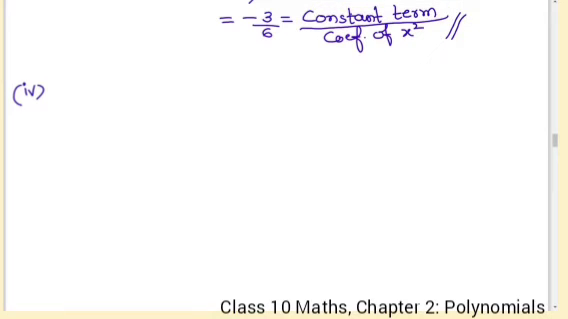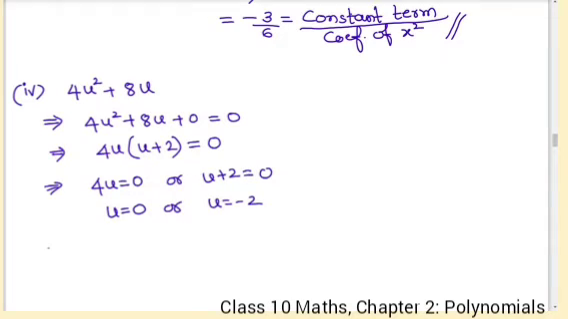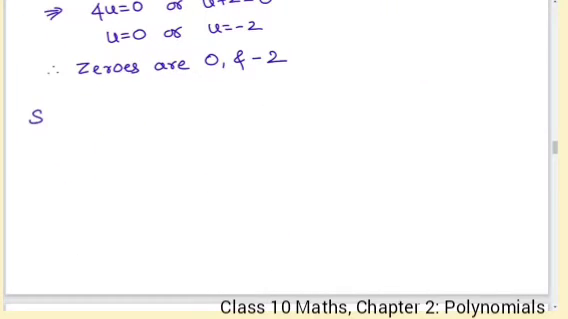Now fourth one, 4u square plus 8u. Here take 4u, or you can write 4u square plus 8u plus 0 is equal to 0. Take 4u common into u plus 2 is equal to 0. Here 4u is equal to 0 or u plus 2 is equal to 0. Hence u is equal to 0 or u is equal to minus 2. Therefore zeros are 0 and minus 2.